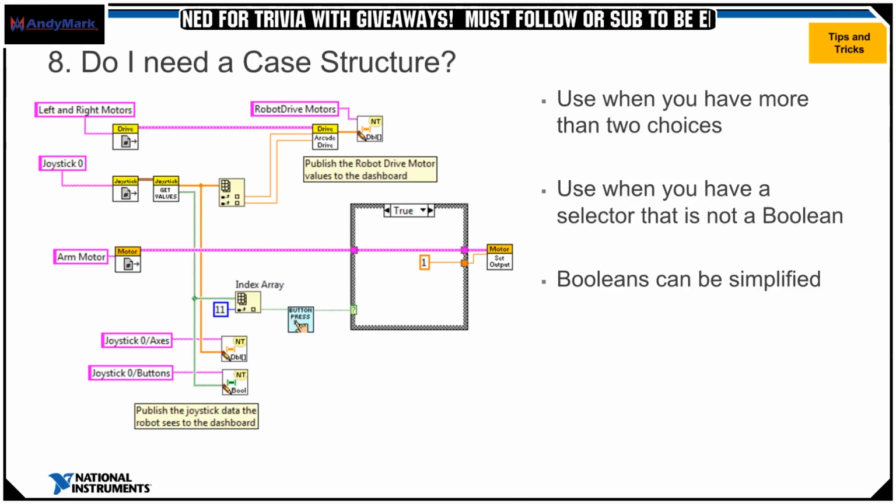Typically, you want to use the case structure when you have more than two options, or if you have a selector that is not a Boolean. So if I was going off of a numeric value, for example reading in some sensor data, and I wanted one motor value if the sensor data was less than 0.25, another motor value if it was between 0.25 and 0.75, and a third motor value if it was greater than 0.75, I would definitely want a case structure there. That is the perfect use case for it.